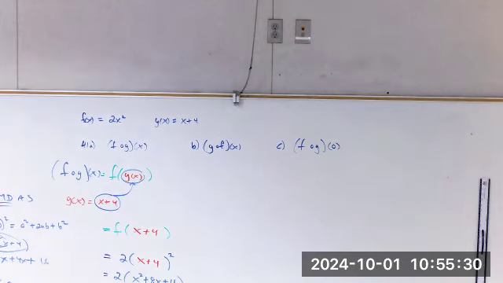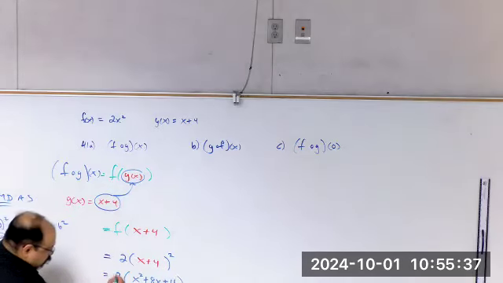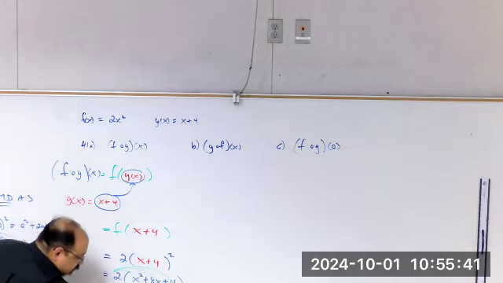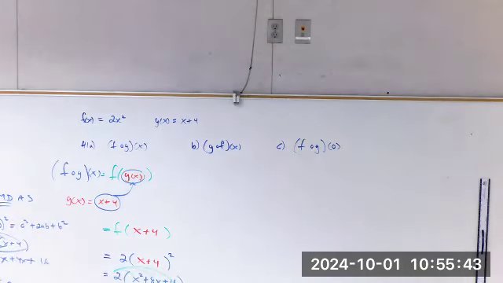Yes, that was the 16 at the bottom. 2 times x squared, 2 times 8x, 2 times 16. So I distributed the 2.